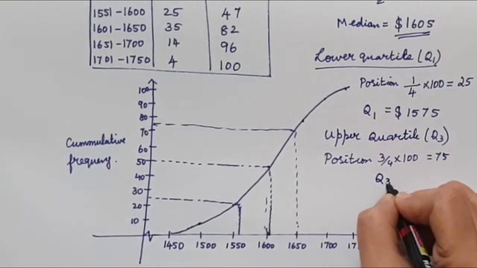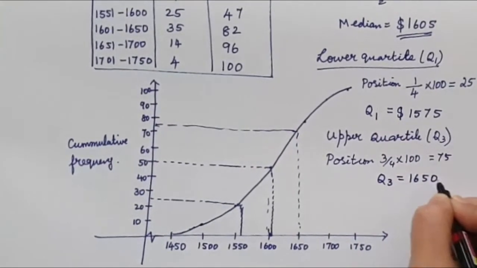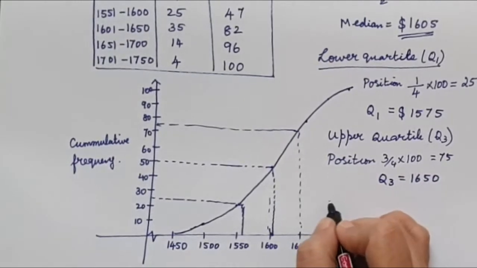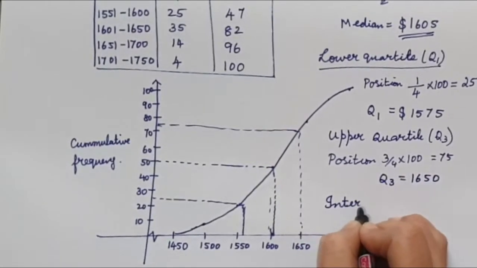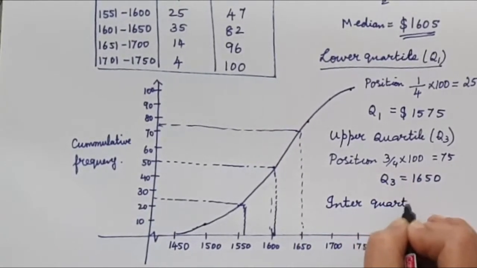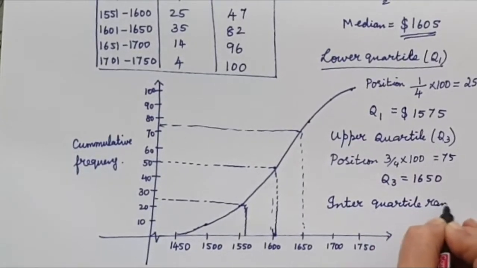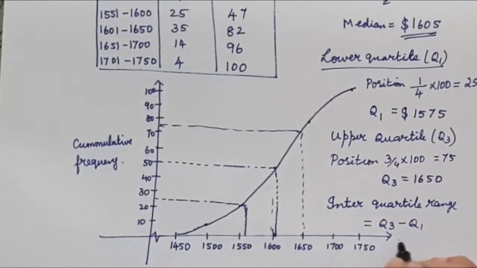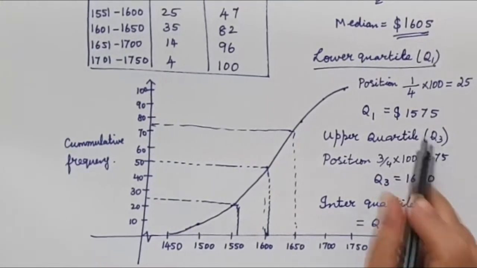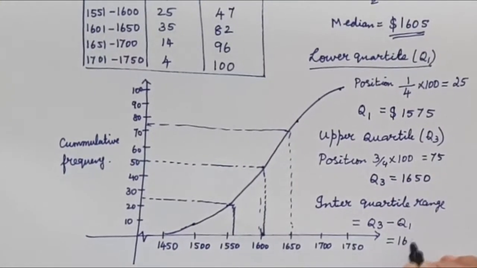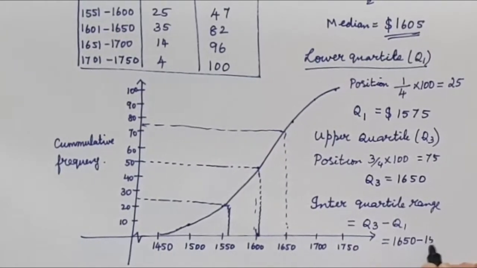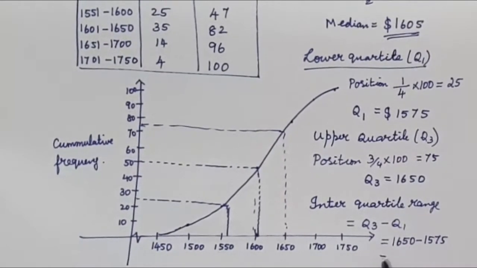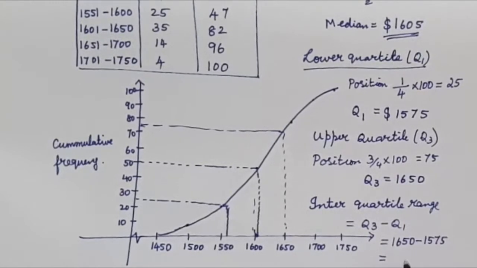So Q3 will be equal to 1650. Now our next thing is interquartile range. Interquartile range will be equal to Q3 minus Q1. You have to find the answer for Q3 and the answer for Q1 subtracted. 1650 minus 1575. When you subtract it, you get your answer as $75.